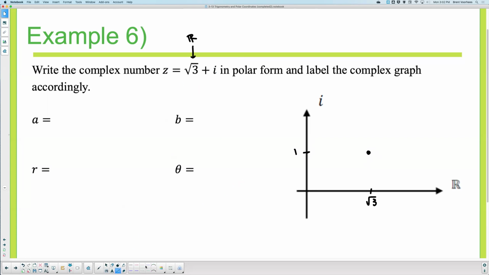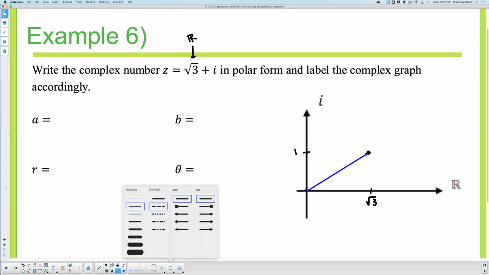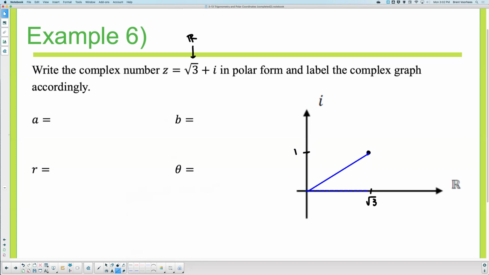If I wanted to draw a graph of this, I would have that. And this would be my a portion, which is the square root of 3. This is my b portion, which is 1. So this right here represents the modulus of z, or the magnitude. This is the b value of 1. This is the a value of square root 3. Okay, so a is square root 3. I need to put that on there.